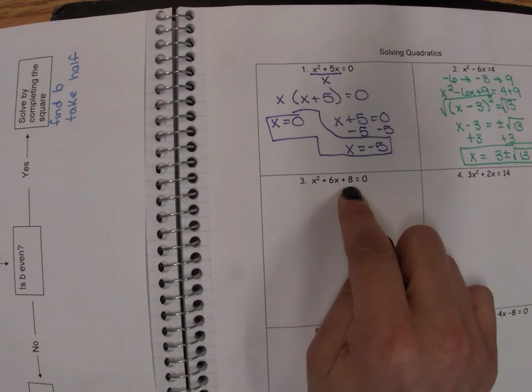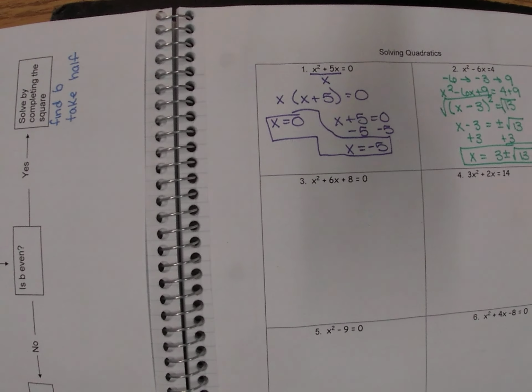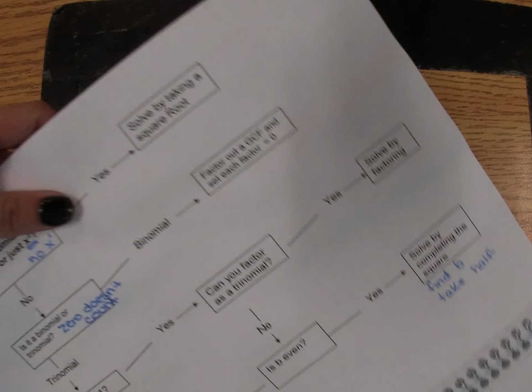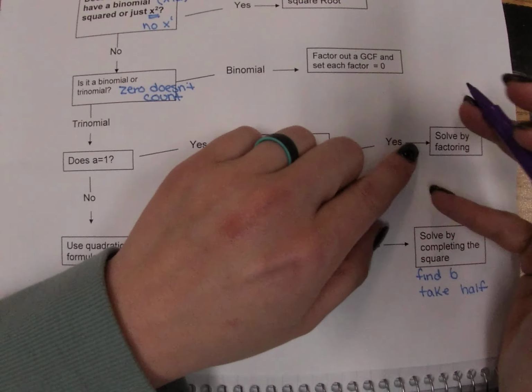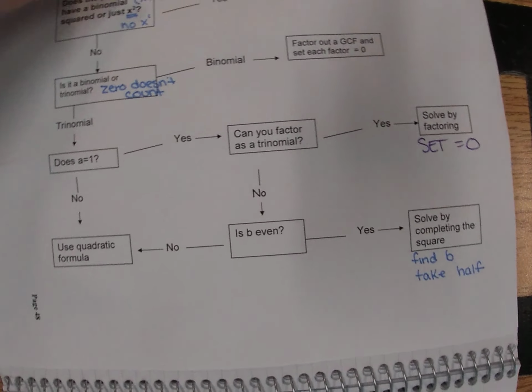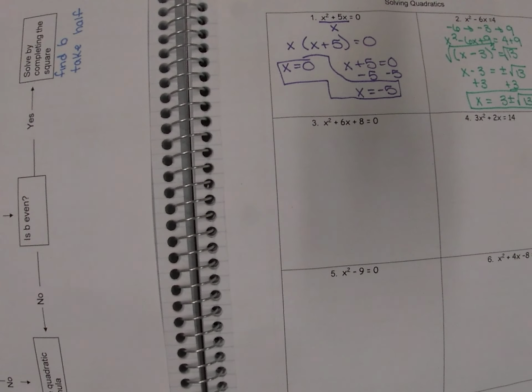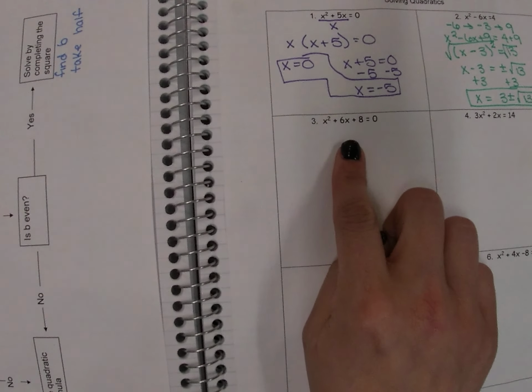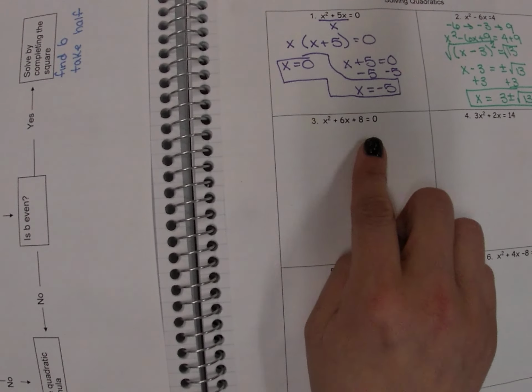So then we're going to see if we can factor this as a trinomial. Can we think of factors of 8 that will add up to 6? We can, right? 2 and 4. So this is suggesting we solve it by factoring. Remember, when we solve it by factoring, we want to make sure that it's set equal to 0, which it is.